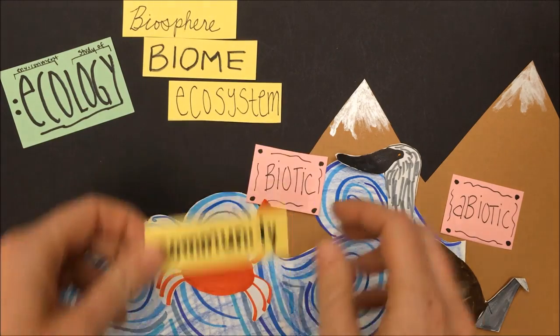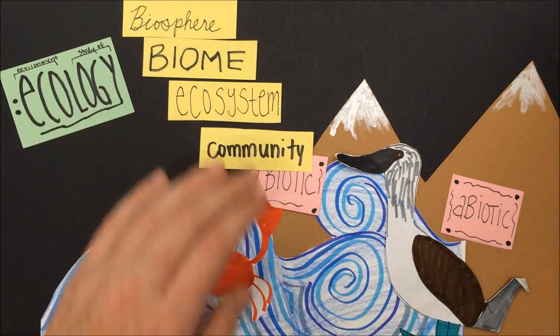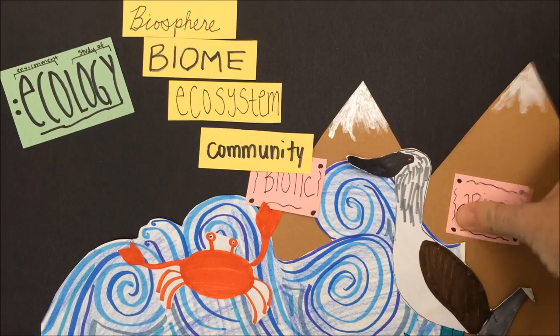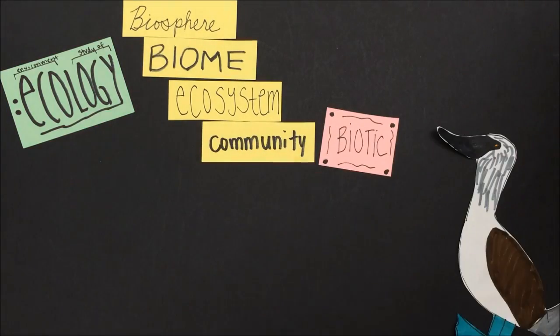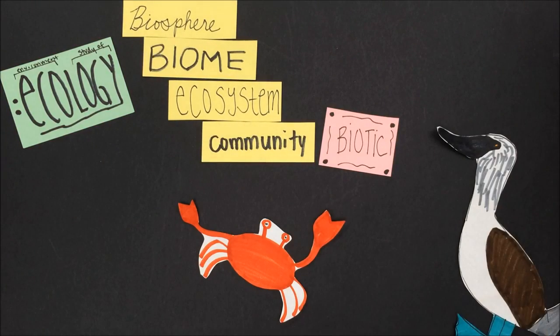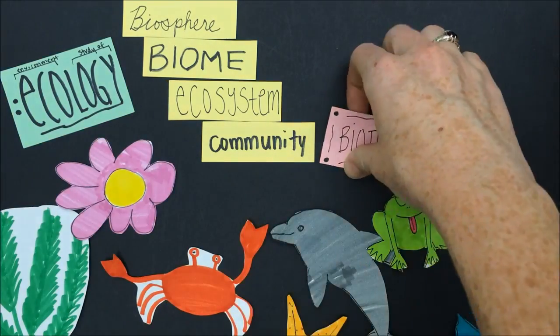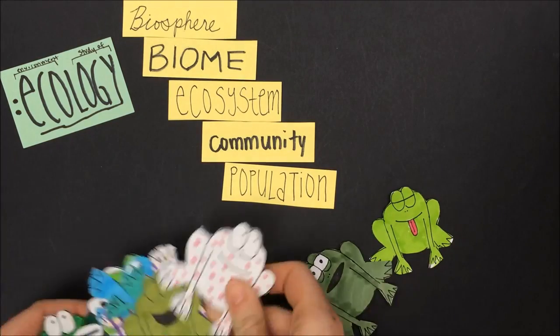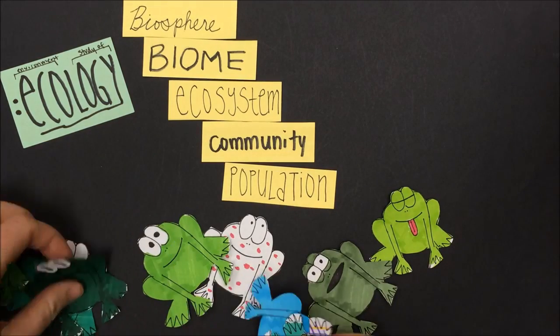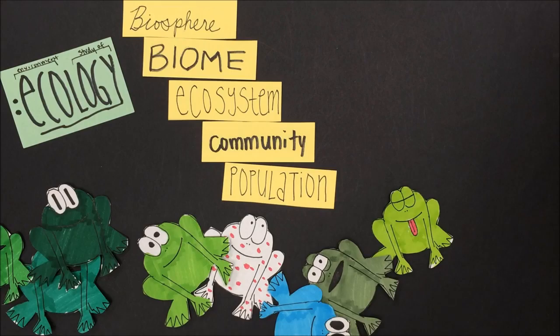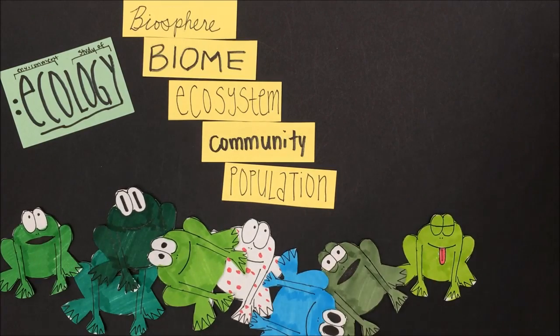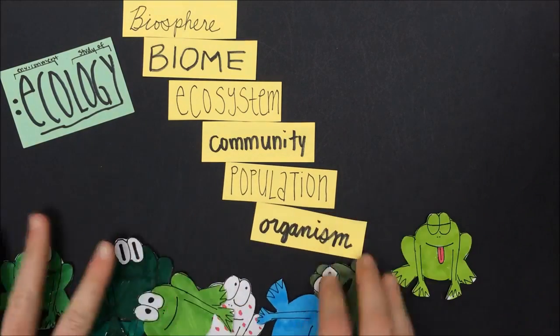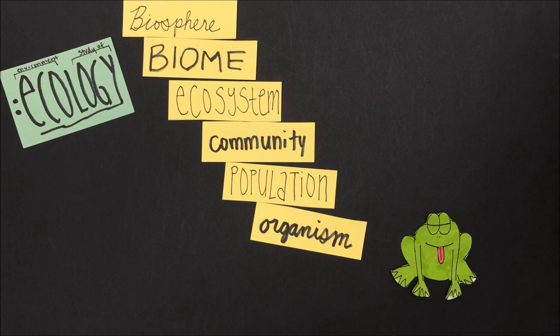If we want to look at a community, that's the next level down. We have to take out all of the abiotic factors. A community is all of the life that exists in a particular ecosystem. If we're talking about a population, we're talking about a group of many organisms of the same species. And when we're talking about an organism, we're talking about just one life form.